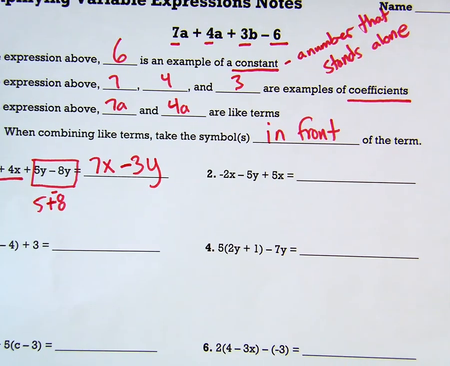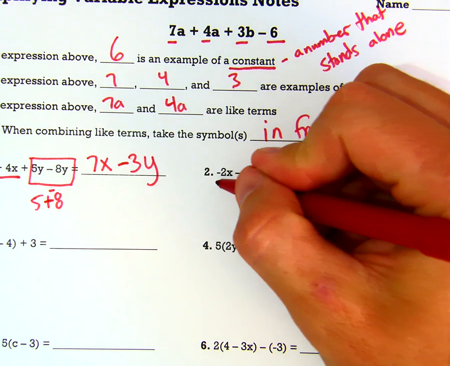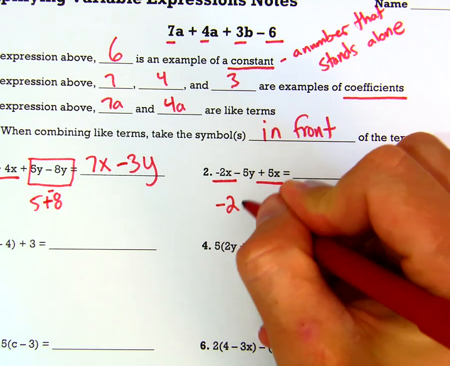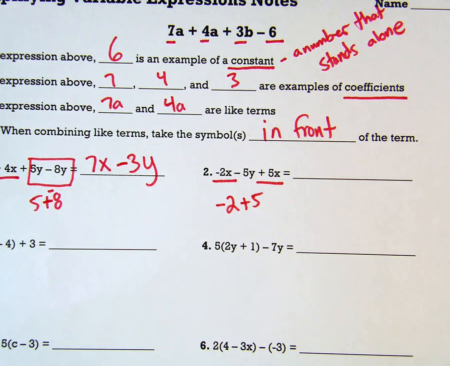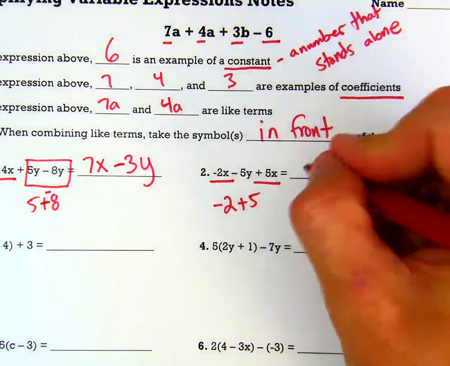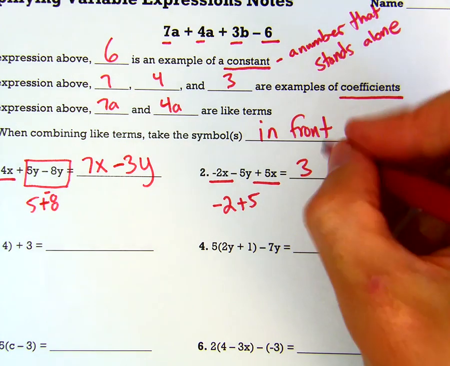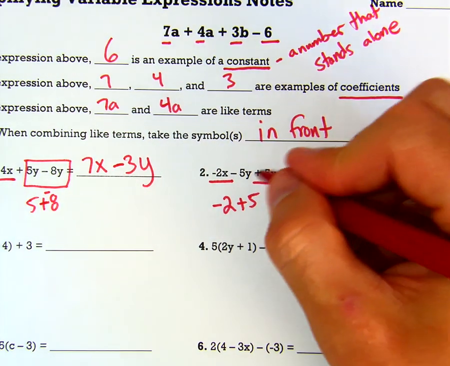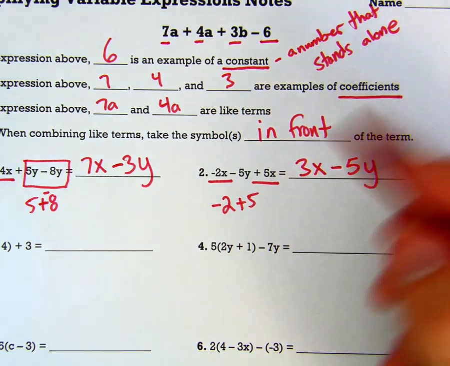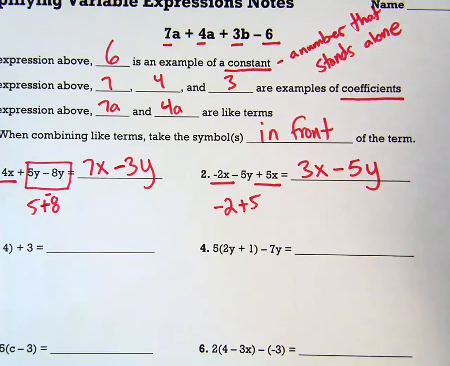Number 2, negative 2x minus 5y plus 5x. We're going to go ahead and combine our two like terms. We have a negative 2x plus 5x. So it's going to be a negative 2 plus 5. I have to go ahead and subtract the 2 because they're different symbols. So I get 5 minus 2 is 3. And it's going to stay positive because 5 is larger than 2. And so I have 3x. And there's no other y's, so I'm going to continue minus 5y. Notice how I continue using that symbol that's in front of 5y. We can't change it to a plus symbol.